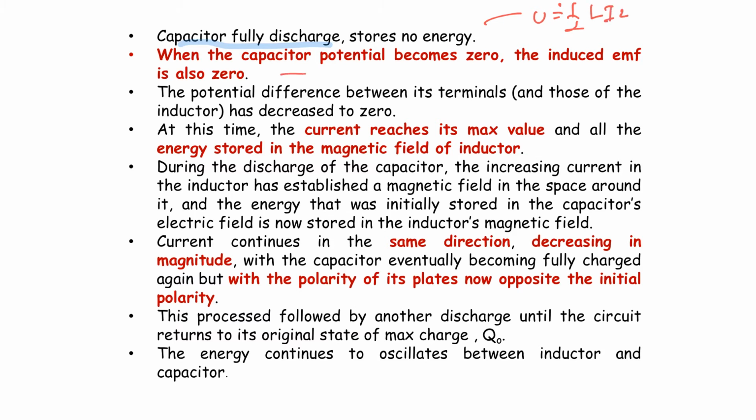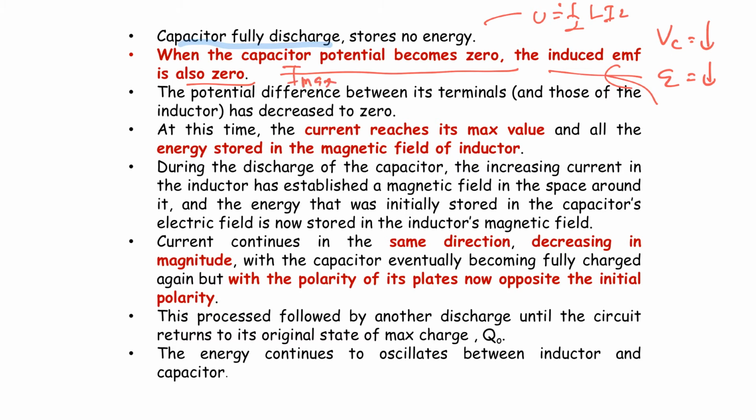Okay, so when the capacitor potential becomes 0, the induced EMF is also 0. Once the potential difference of the capacitor decreases, the induced EMF also decreases. But once the capacitor potential becomes 0, that's the reason why at a particular time the induced EMF is also 0, because there will be no change of current, because at that particular time the current is going to be I maximum.